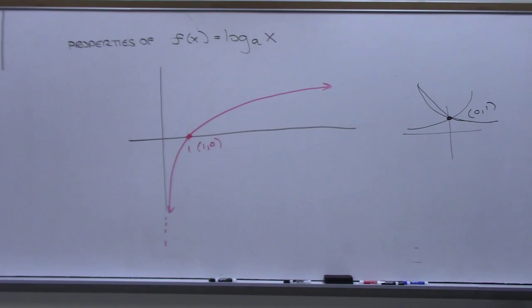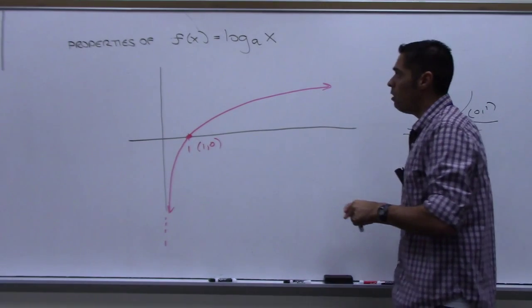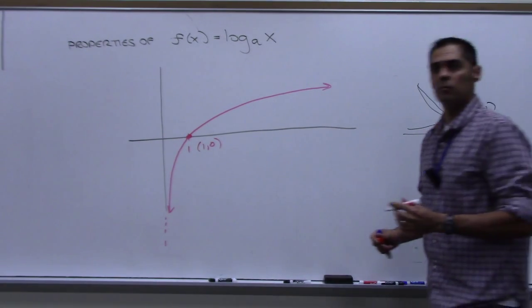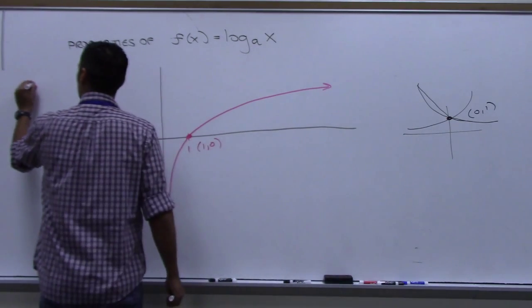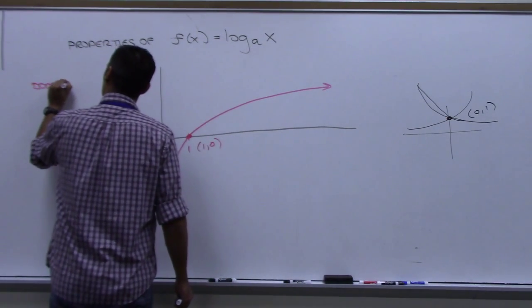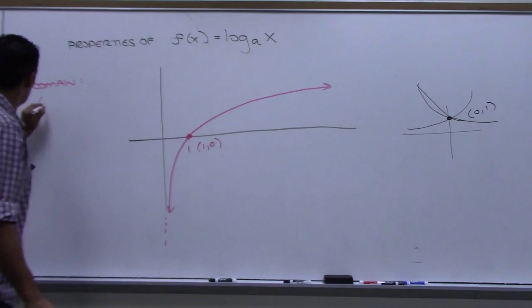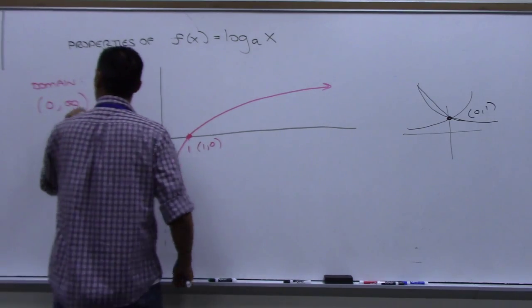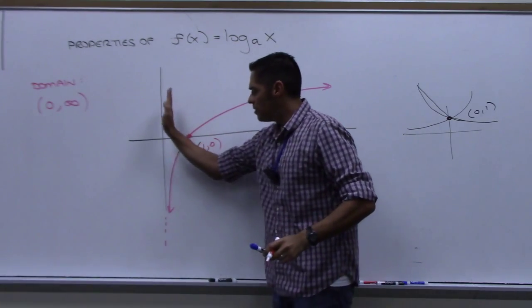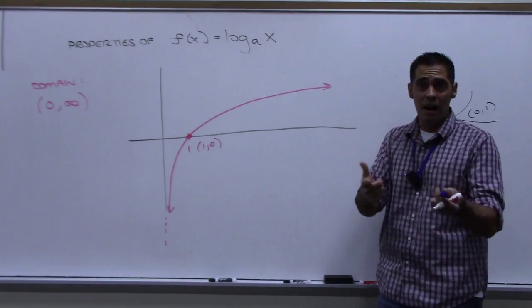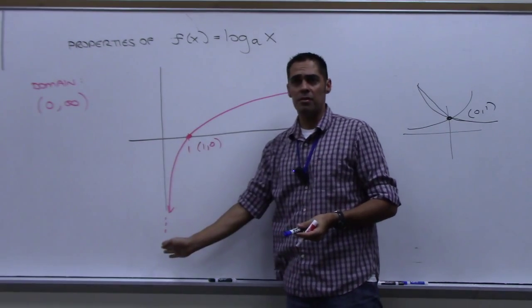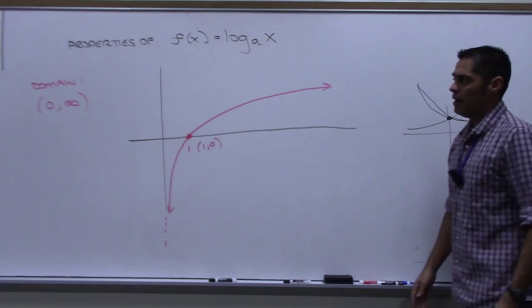So this is what I was going to ask you, Liz. What's the domain of all log functions then? Yep. What's the domain here? Parentheses 0 to infinity. Good. So the graph exists from 0 to the right, but not at 0 because at 0 you have the vertical asymptote. All right. Anyone else?